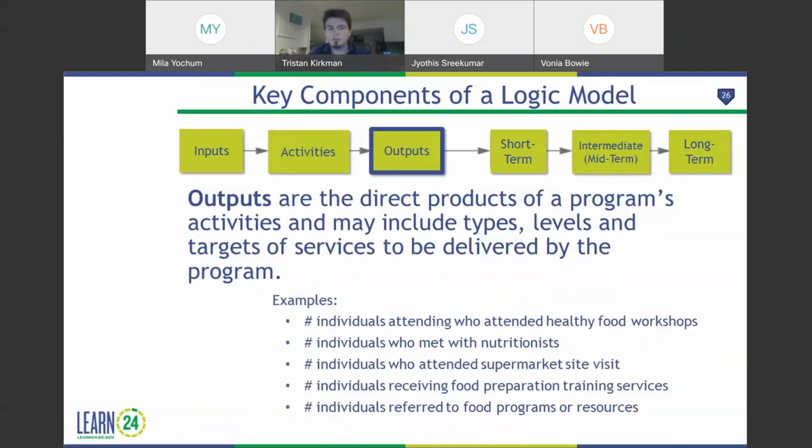Activities produce the outputs component of a logic model. Outputs are what a program's specific activities will create or produce, providing evidence of service delivery. And these are often described numerically or quantified in some way. For example, outputs associated with our nutrition assistance program might include the specific number of individuals who attended a healthy food workshop, or the specific number of individuals who received food preparation training services, or the specific number of individuals who received a referral to food programs and resources.